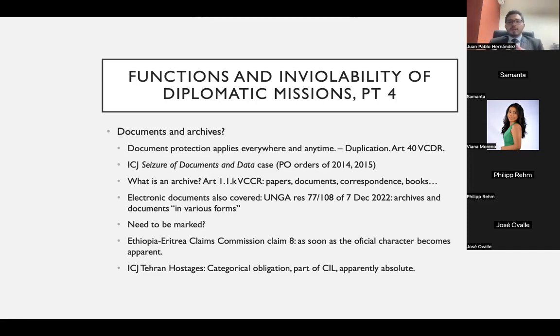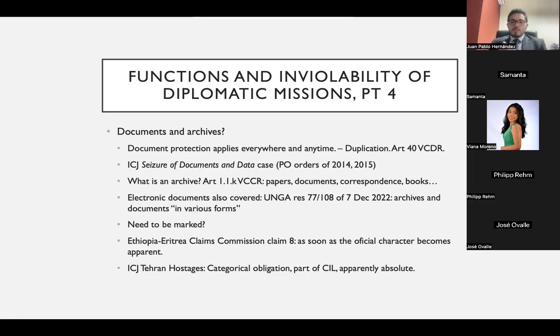Now, the Vienna Convention on Diplomatic Relations doesn't contemplate a definition of archive. According to Professor Bandera Galindo, the definition can be derived from the Vienna Convention on Consular Relations, which has under Article 1.1k a very ample definition. It encompasses, among others, papers, documents, correspondence, books, etc.